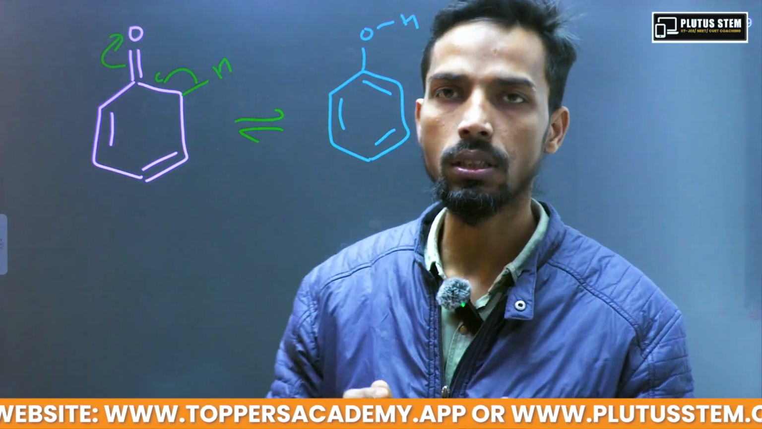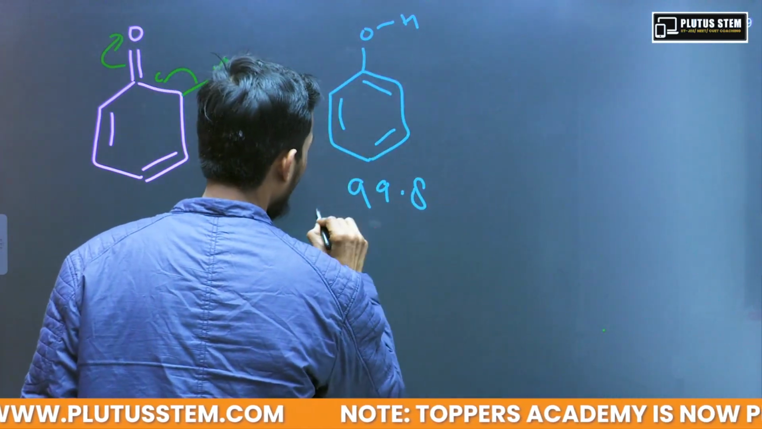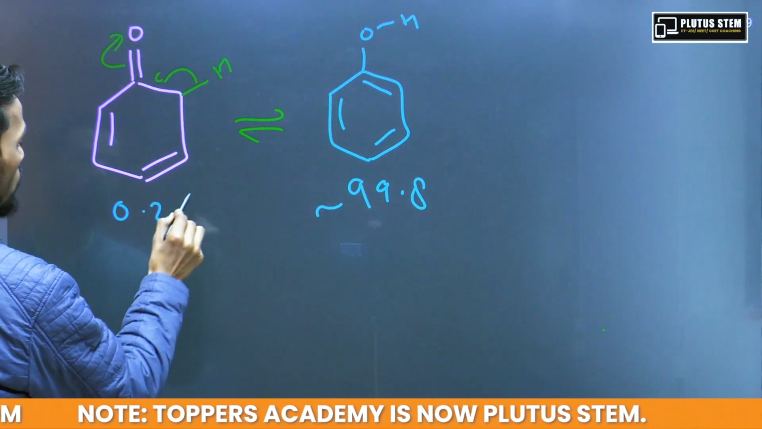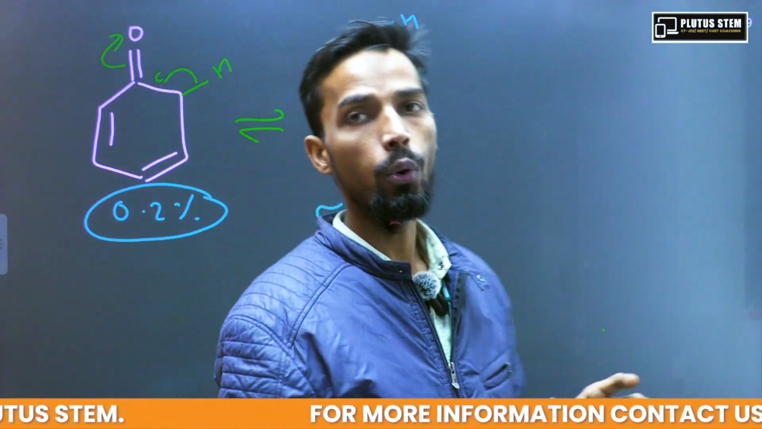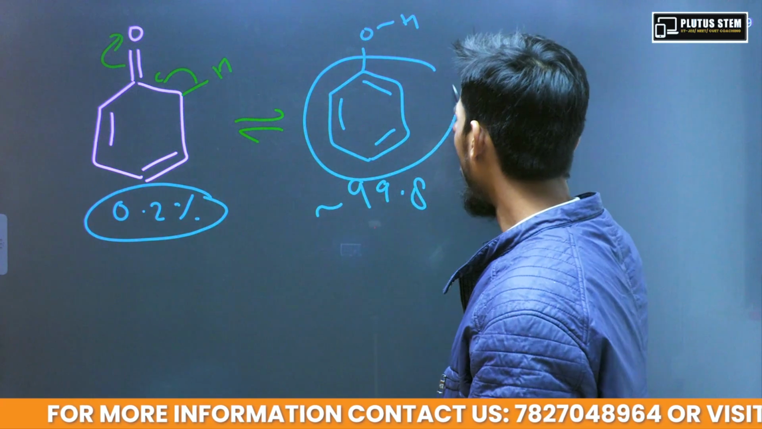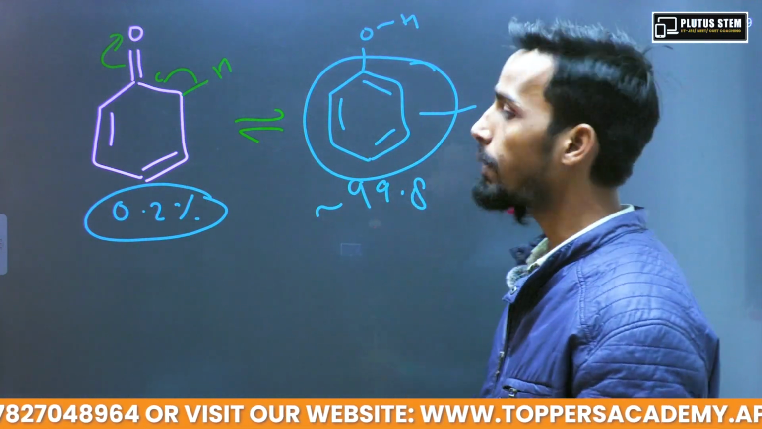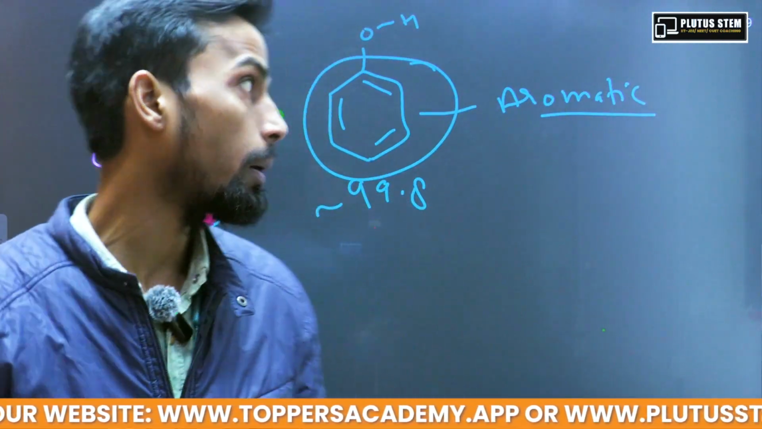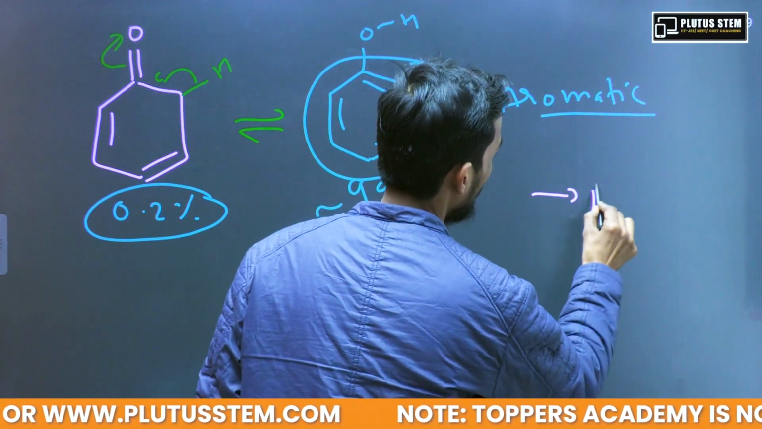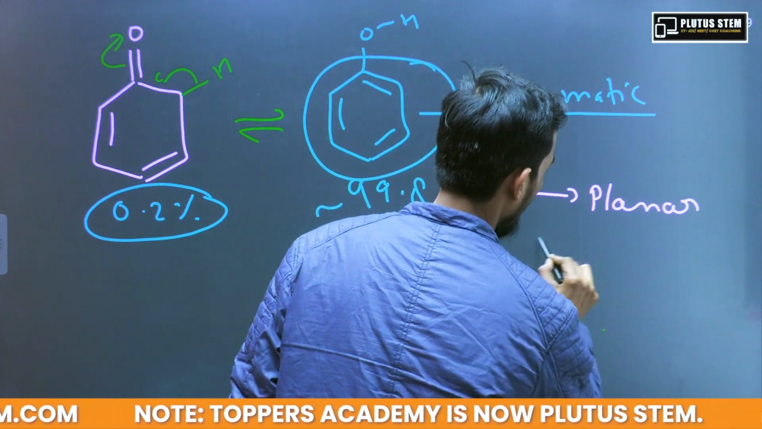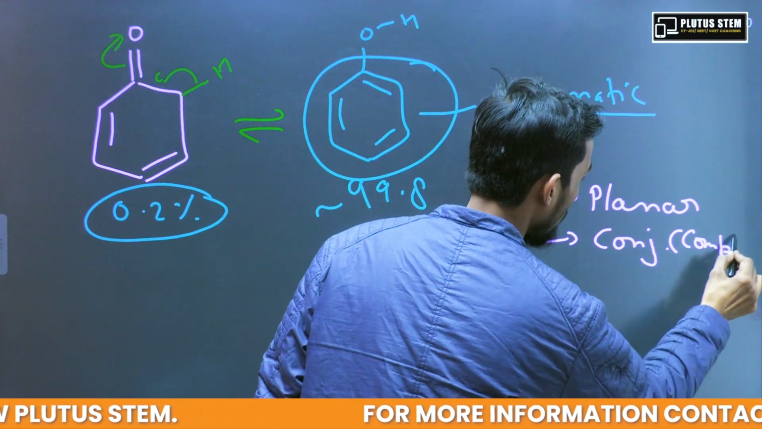So the content of this type of compound is very, very high, nearly 99.8 approximately, and the content of this is going to be 0.2%. Because this is gaining high stability due to this resonance or aromaticity. This is an aromatic compound, and I have told you that the conditions for an aromatic compound are that the compound should be planar, it should be conjugated, and complete conjugation should be there.